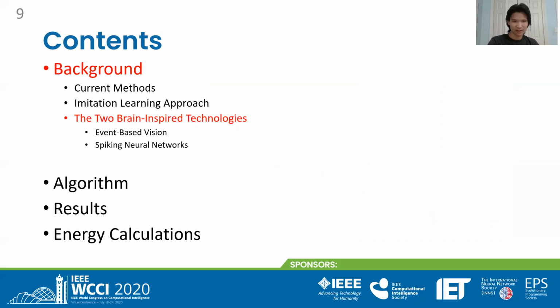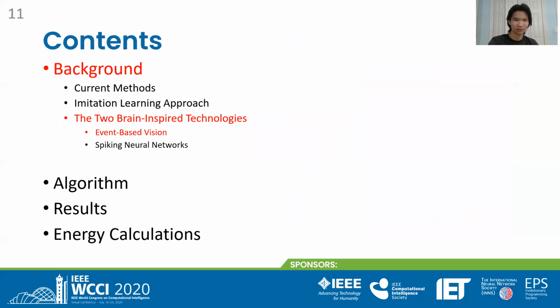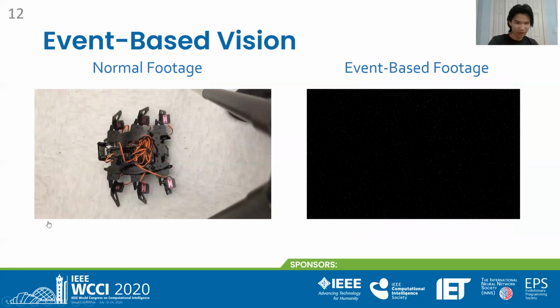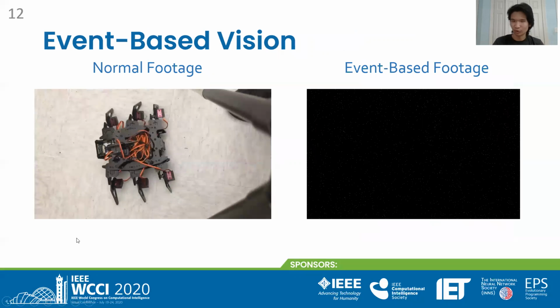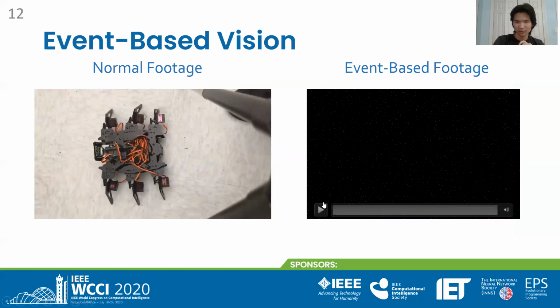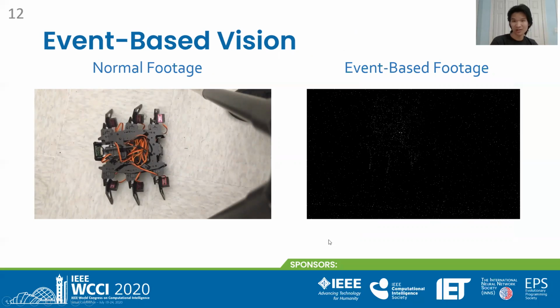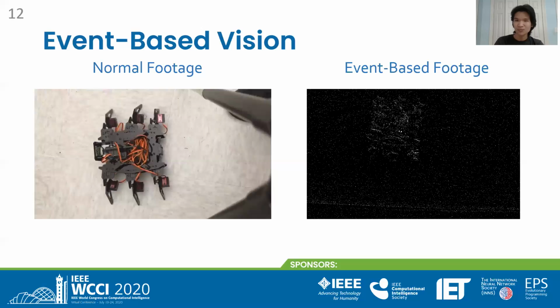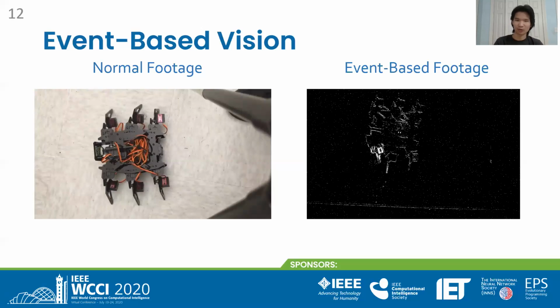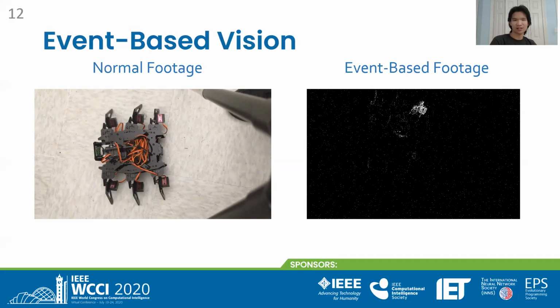The two brain-inspired technologies that I want to briefly touch on are event-based vision and spiking neural networks. Event-based vision becomes very clear once you look at what it does. On the left, we have normal footage filmed on an iPhone of our robot moving its legs. On the right is how event-based vision looks: just bright and dim pixels all over the place, and when movement occurs, more pixels light up. This is a camera that only detects movement.